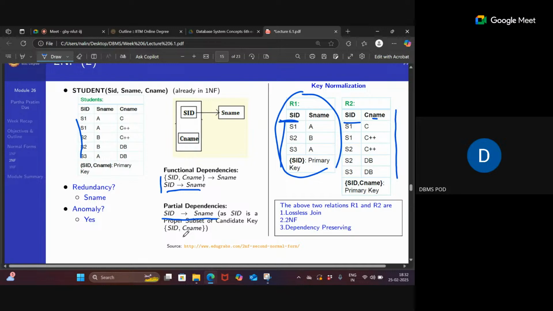Is there any redundancy in our table? Yes, there is redundancy. You can see this information, S1 is storing C multiple times. There is some redundancy in our table. And while updating here, some kind of anomalies will be possible because there is redundancy. So update anomaly is also possible. Some kind of anomaly is also possible here.